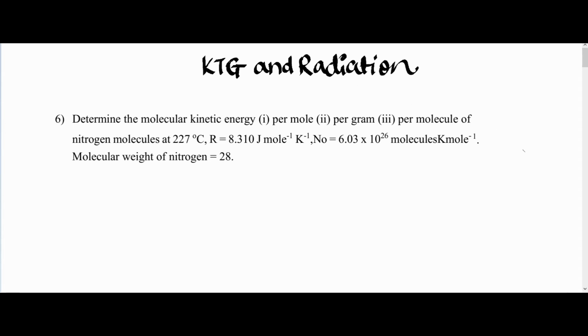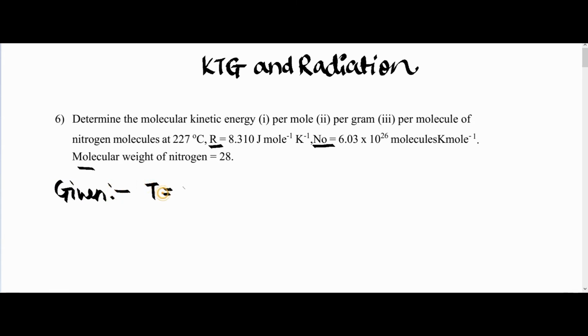Determine the molecular kinetic energy per mole, per gram, per molecule of nitrogen molecules at 227 degrees Celsius. They have given us the value of R, they have given us the value of N0, and they have also given us the molecular weight of nitrogen. So let us write down the given.